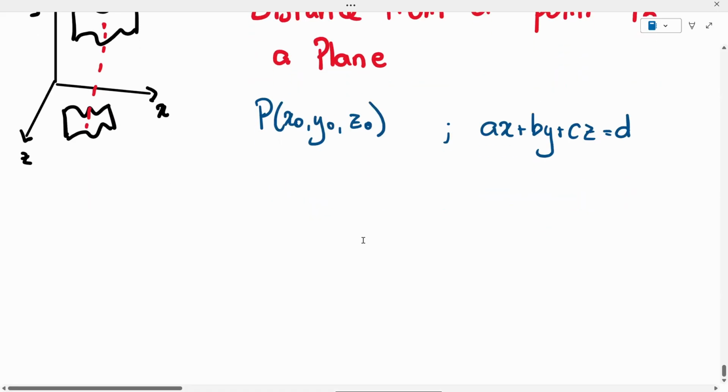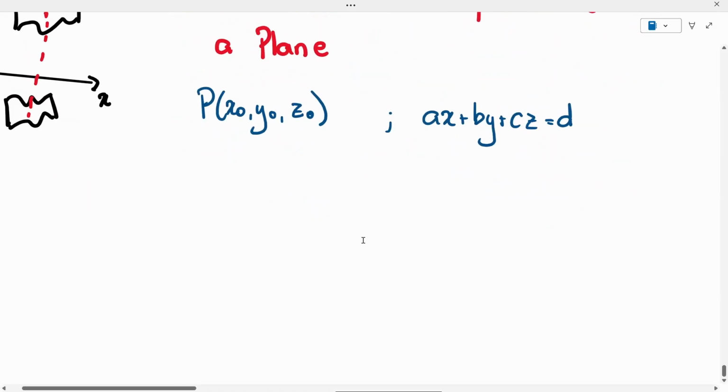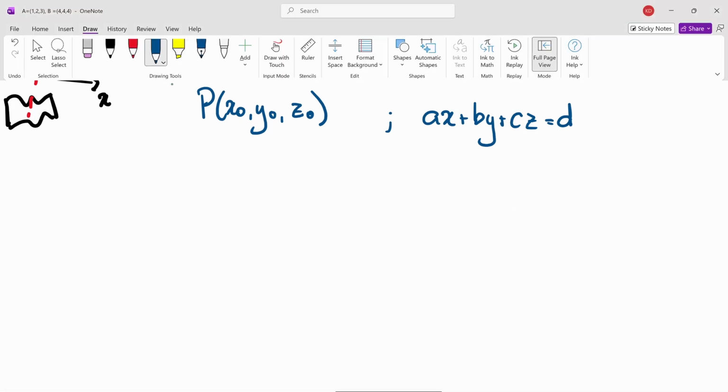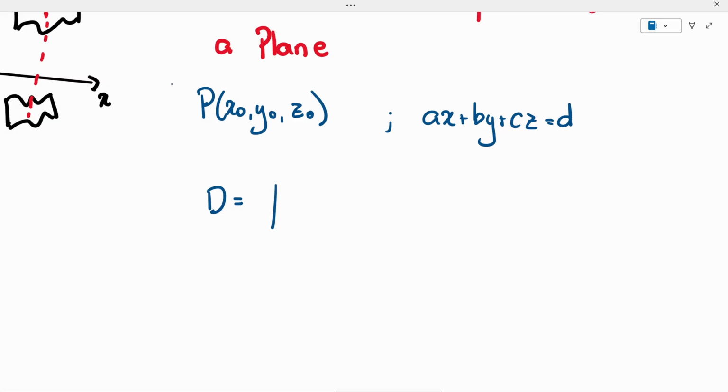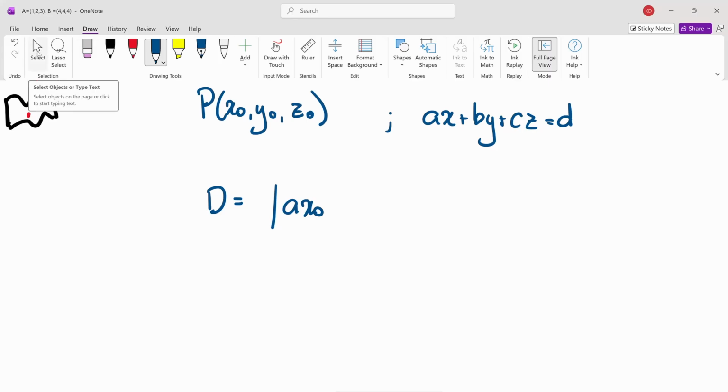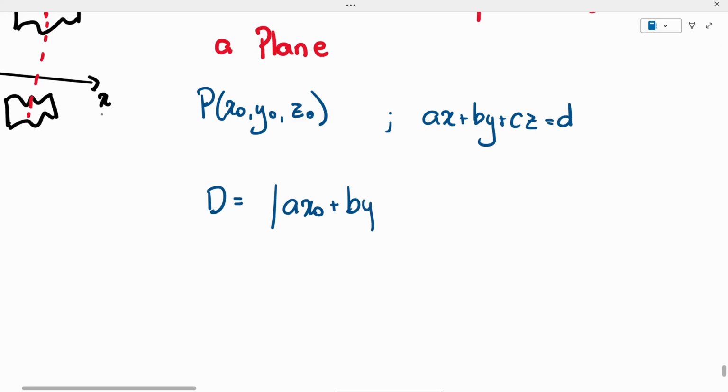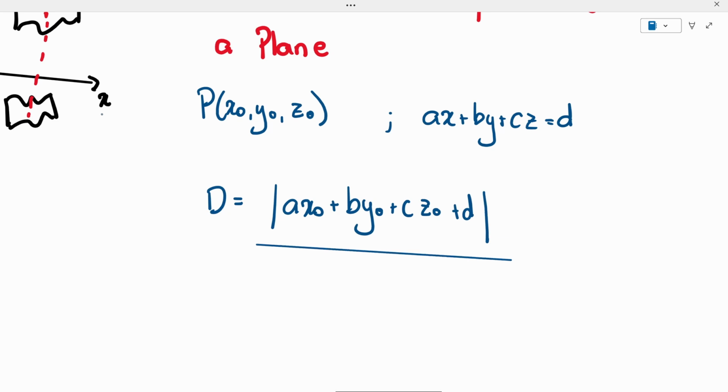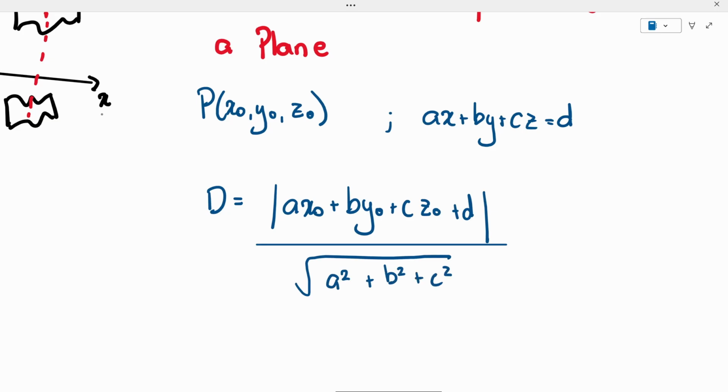Then the perpendicular distance, by the way, between the point and the plane is given by capital D is equal to the modulus of a x0 plus b y0 plus c z0 plus d, over the square root of a squared plus b squared plus c squared. This is a general formula you all will have to know, right?